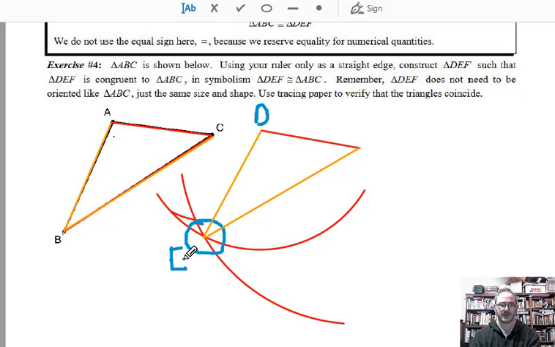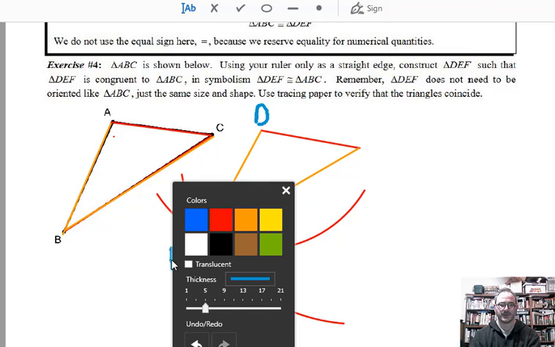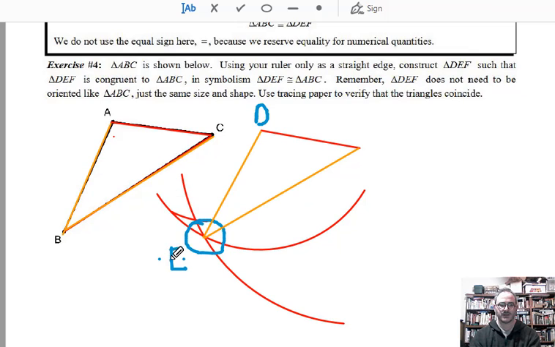Oh, it doesn't like what I'm doing. Why don't you like what I'm doing? What's wrong with what I'm doing? There we go. D, E, F. All right. Sorry for the technology issues.